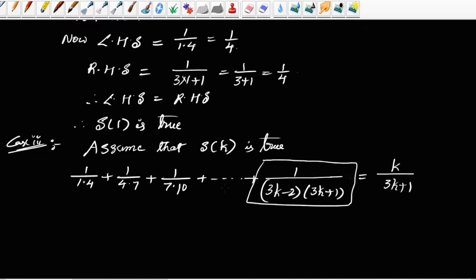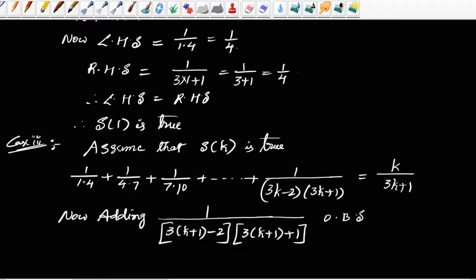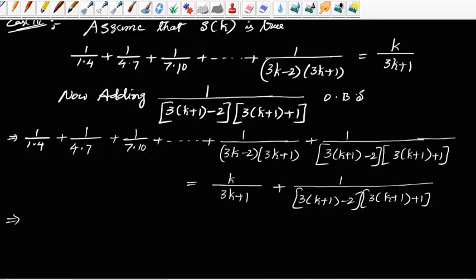That term we are going to add on both sides. Okay? Now we are going to add this term. How do you obtain this term? By putting k equal to k plus 1 in the last term. Now we are going to add the last term here. Okay? Now we will get this one.